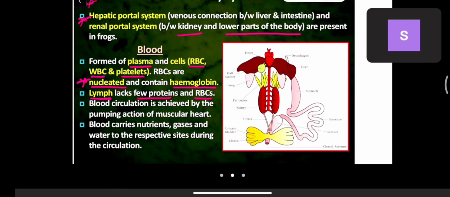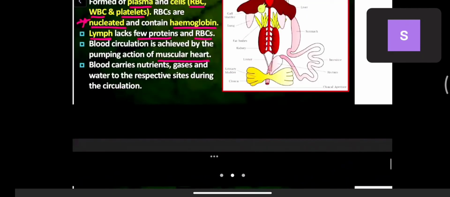That is why it is white in color. What is the color of lymph? White in color, because of the presence of WBC and absence of RBC. Clear? So blood circulation is achieved by the pumping action of the muscular heart. This we know. Blood carries nutrients, gases and water to the respective sites during circulation. This also we know. Clear?